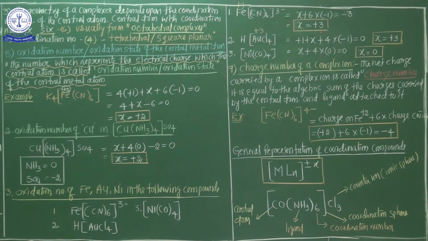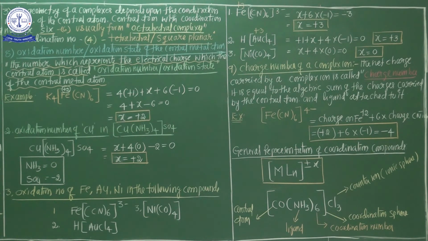Next, in this example, hydrogen oxidation state is plus 1, plus our target gold, x, plus 4 into chlorine. Each chlorine has minus 1. So the total x value is plus 3. Here the gold oxidation state is plus 3.